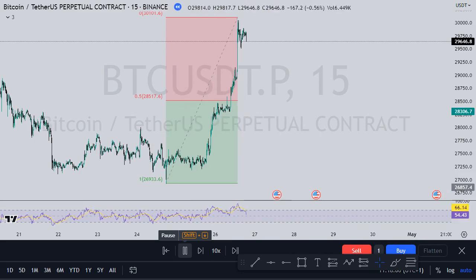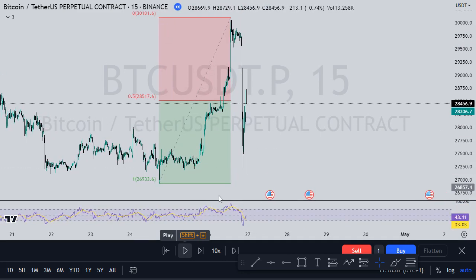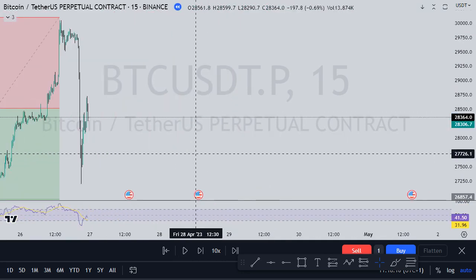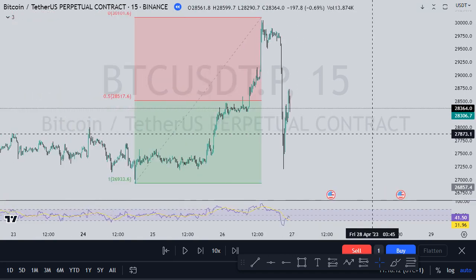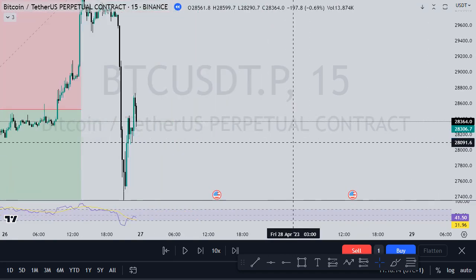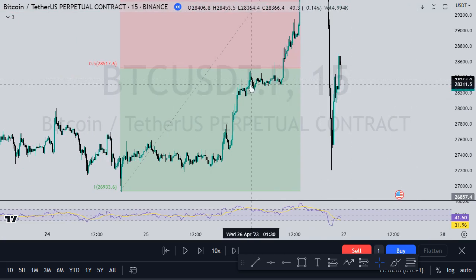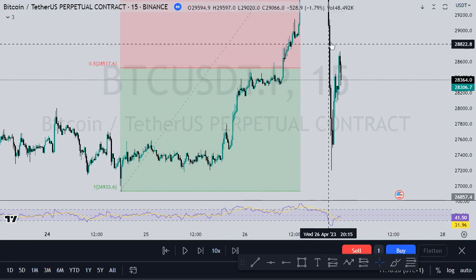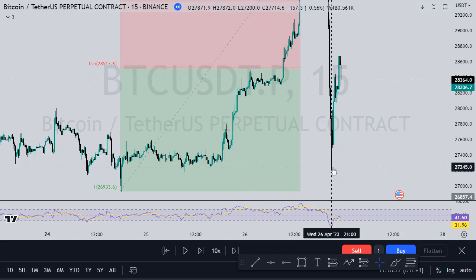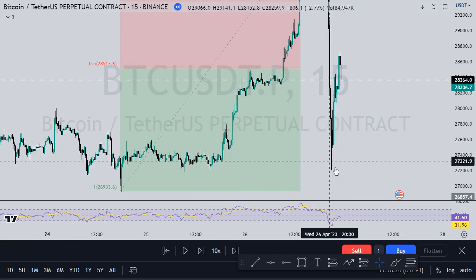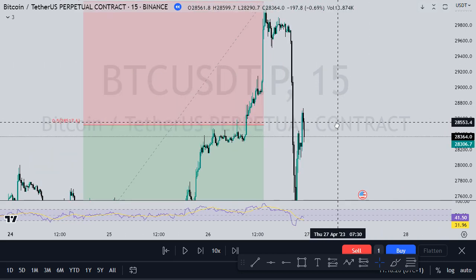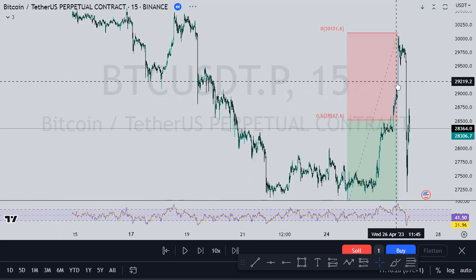Okay, so once you have marked it out, you will see that price will definitely respect your level and fall back into this zone. You have to be patient to see that price will actually dip into this zone, and when you make a buy, you'll be making a profitable trade.